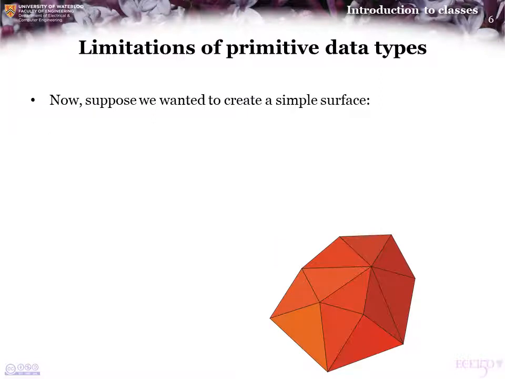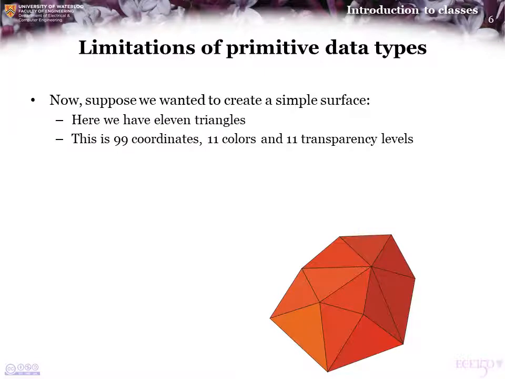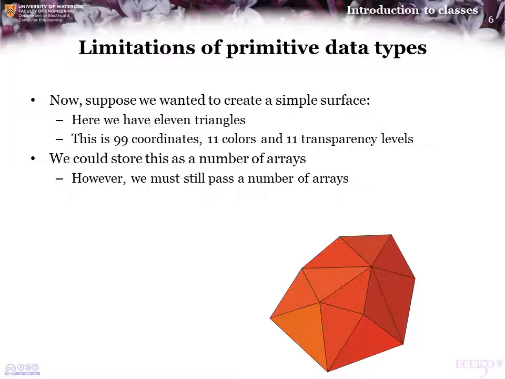Now suppose we want to create a simple surface. Here we have 11 triangles, which is a total of 99 coordinates, 11 colors, and 11 transparency levels. We could potentially store this as a number of arrays, but then we've still got to pass a number of different arrays. After all, while the coordinates may be double or float, the colors and transparencies are more likely to be int or even unsigned char.